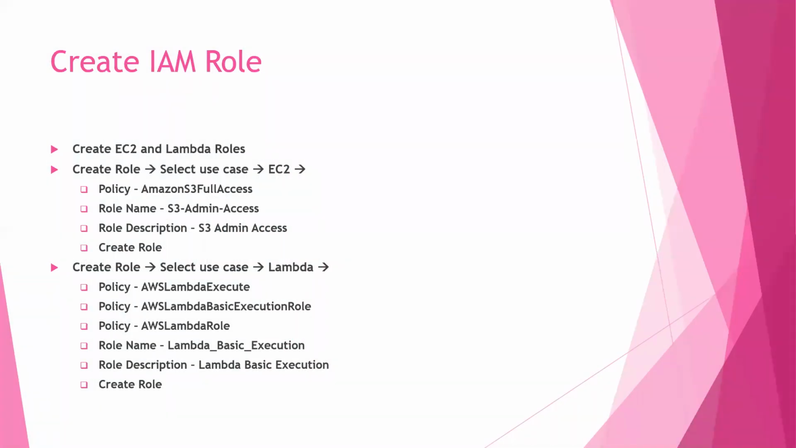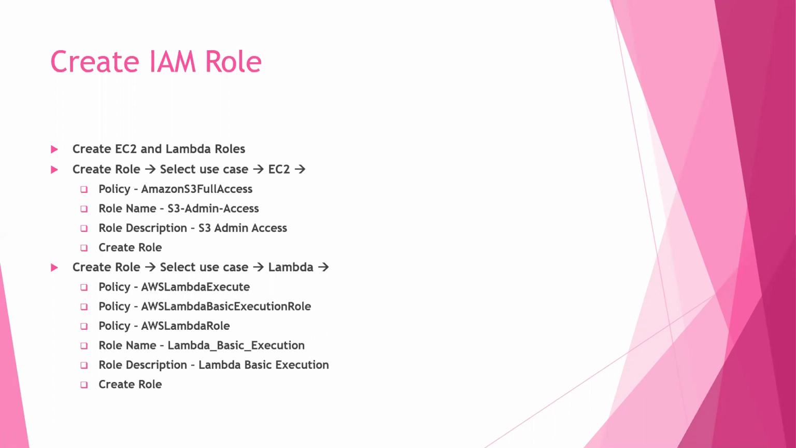So we need to create the role here. We need to create two roles here, one for the EC2 instance and one for the Lambda. And for the EC2 instance, we will go and create the Pandas library over there, right?